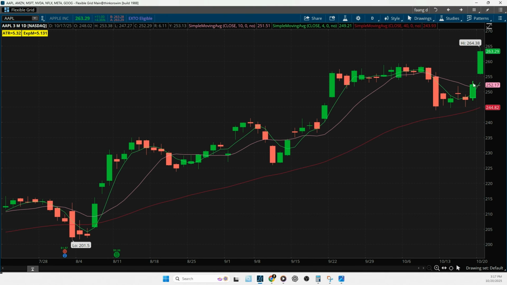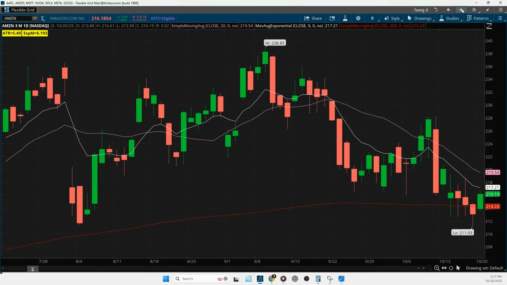And where is the price in relationship to them? We see the price is on the top side of those, and they are both on the top side of the 200-day moving average, which is steeply sloping up. So we're seeing a continuation of an upward trend.